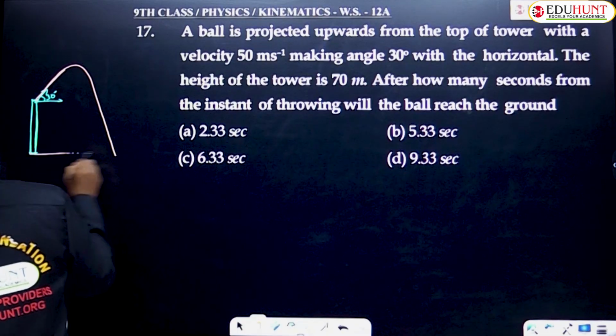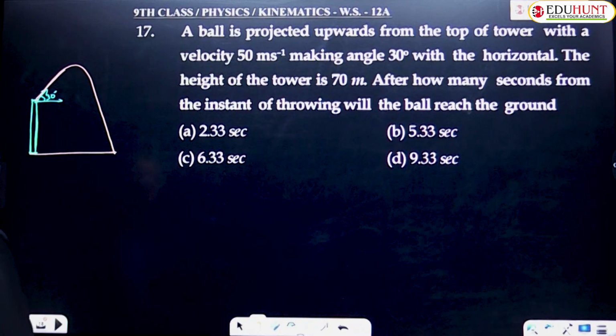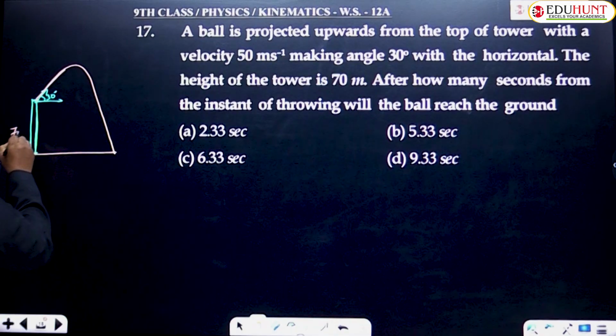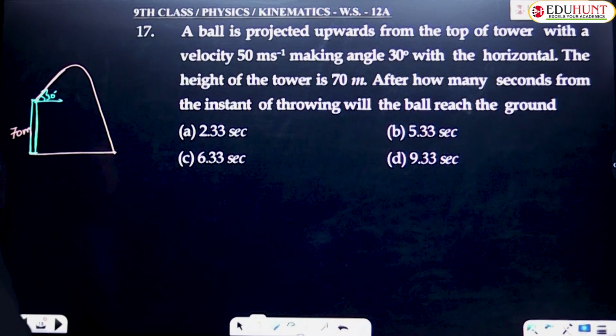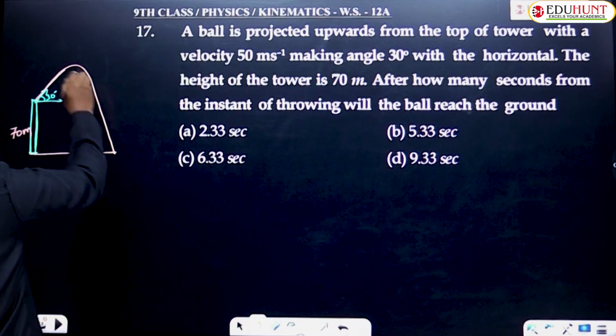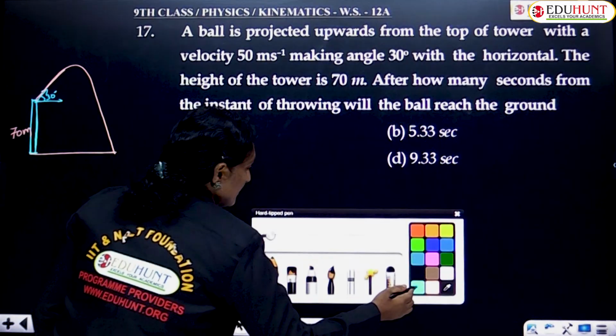So this is how the body moves off. Well, the height of the tower is given to be 70 meters. After how many seconds from the instant of throwing will the ball reach the ground? The total time of flight you are asked to find out. Children, I hope you remember the formula.